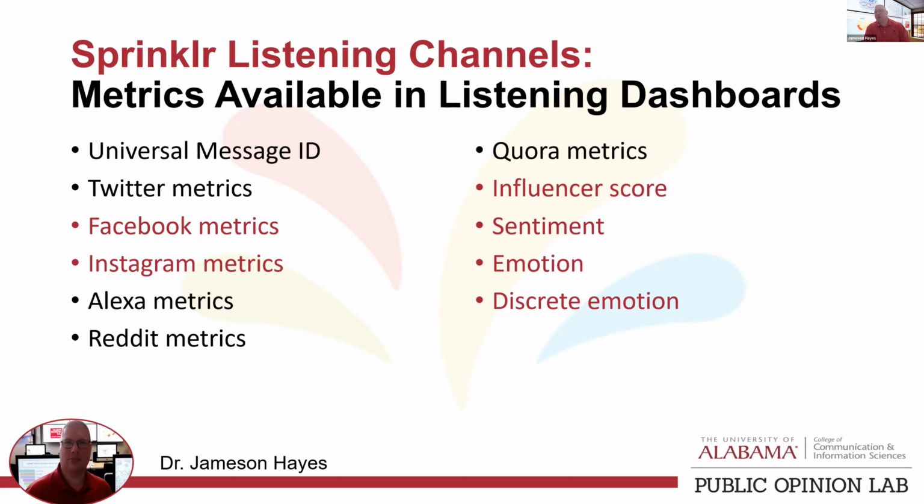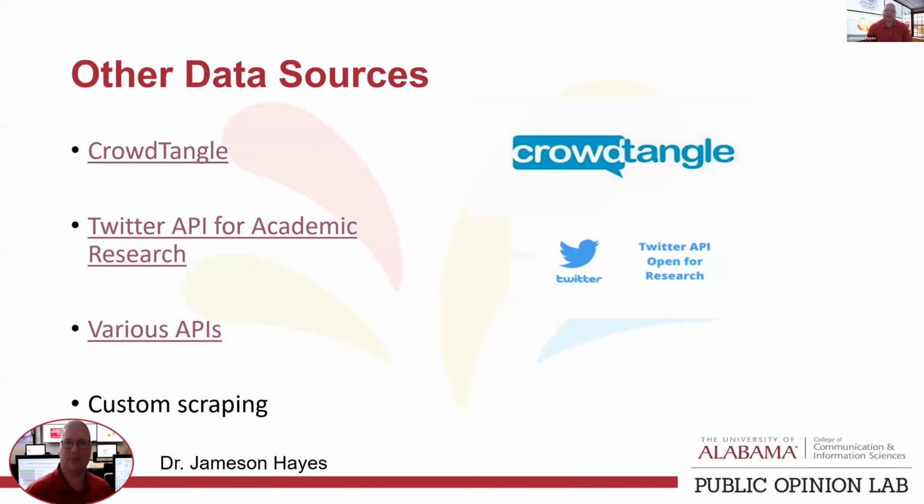Influencer score, sentiment, emotion, and discrete emotion, those are all AI-based models. These are not data that come directly, obviously, from Twitter, Reddit, etc. They're columns that came from the AI algorithms that Sprinklr designed. So you need to test those and check them for accuracy before you try to use those as variables in academic research. Now, that's Sprinklr, but there's other data sources.